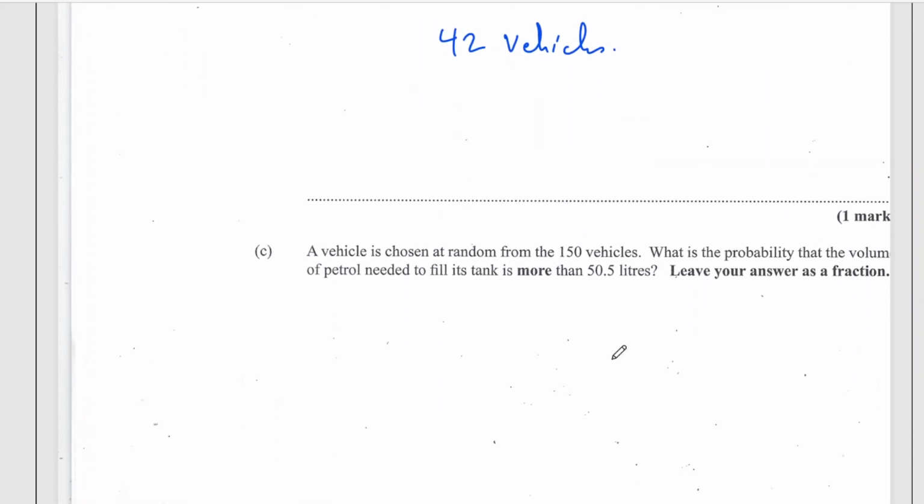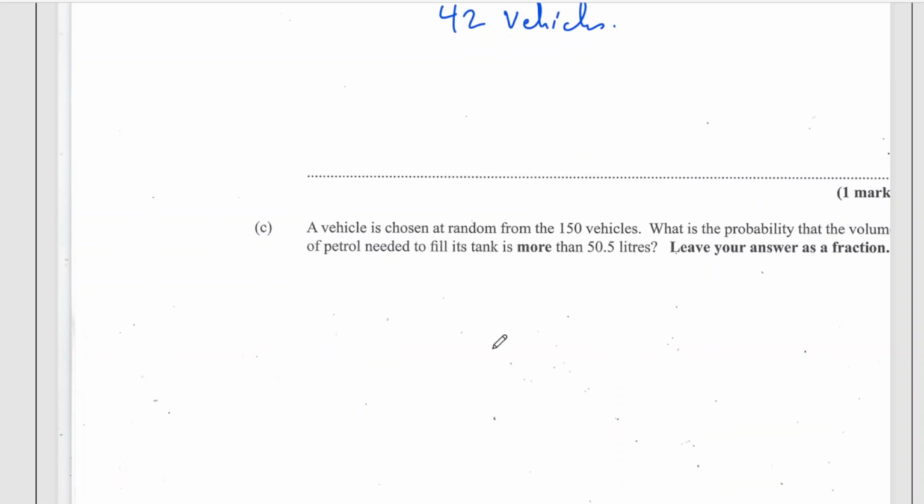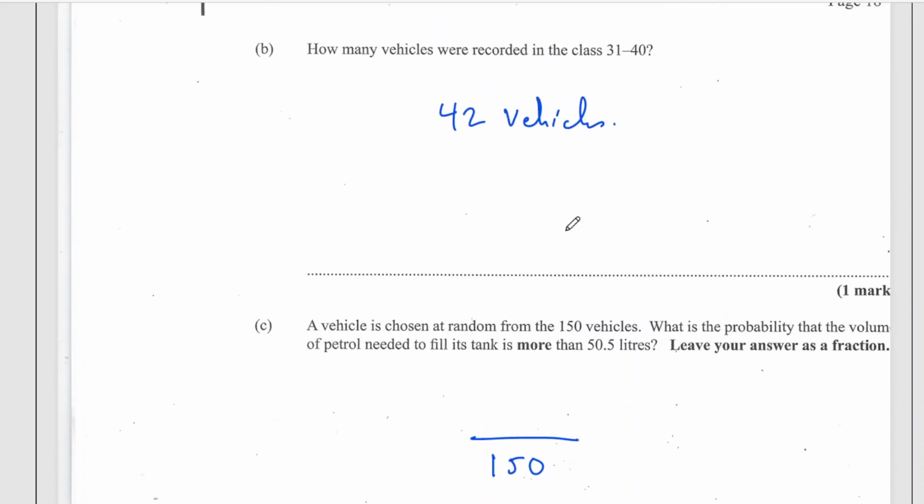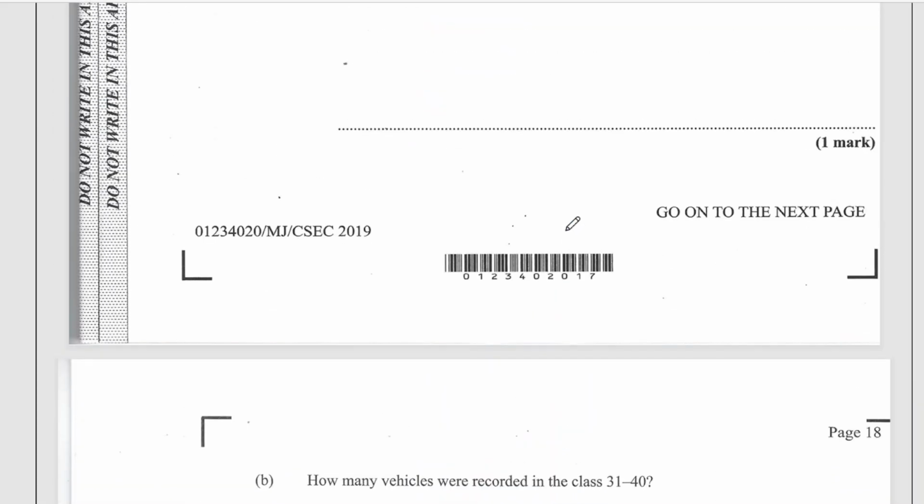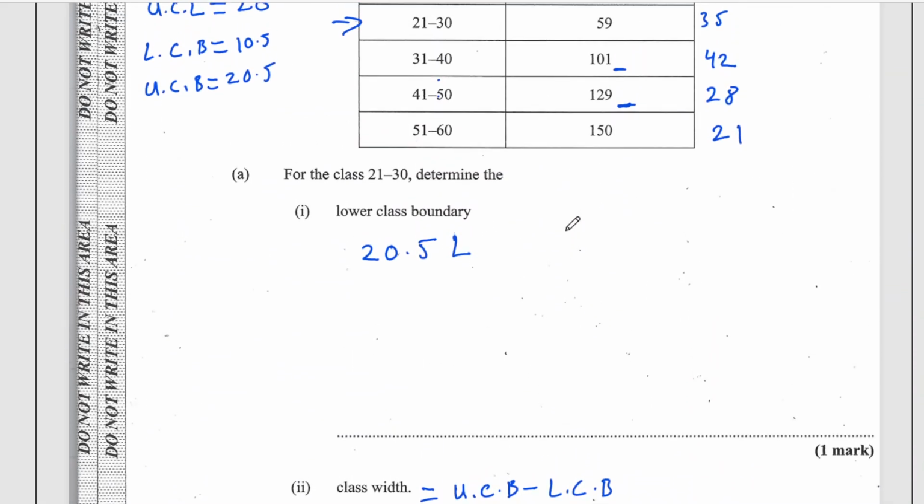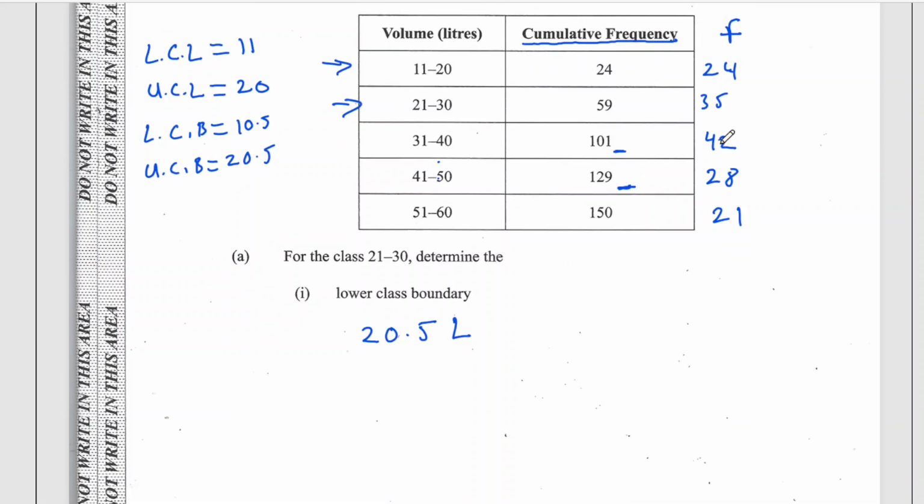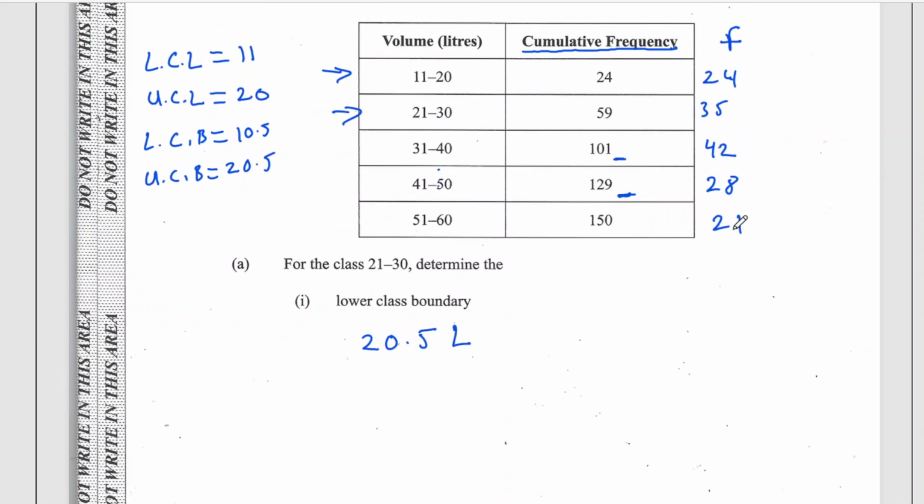Then a vehicle is chosen at random from 150 vehicles. So it's from 150, so we know it's over 150 one time, right? What is the probability that the volume of petrol needed to fill its tank is more than 50.5? Leave your answer as a fraction. So more than 50.5, if we go back onto the table, right? So look at your frequency, right?